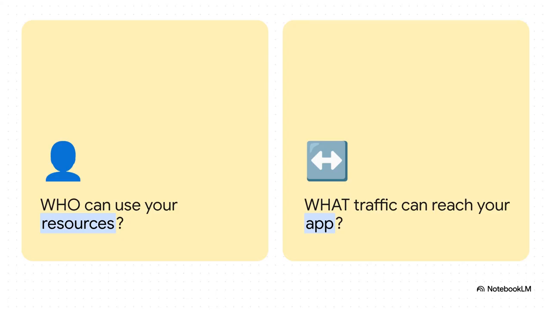And here they are. First, who? Who gets to touch your stuff? Who can log in? Who can change things? Who can delete things? That's all about identity. And second, what? What kind of data, what kind of traffic from the internet is even allowed to knock on your app's front door? That's your network protection. You need to solve for both. So let's start with that first question, the who.